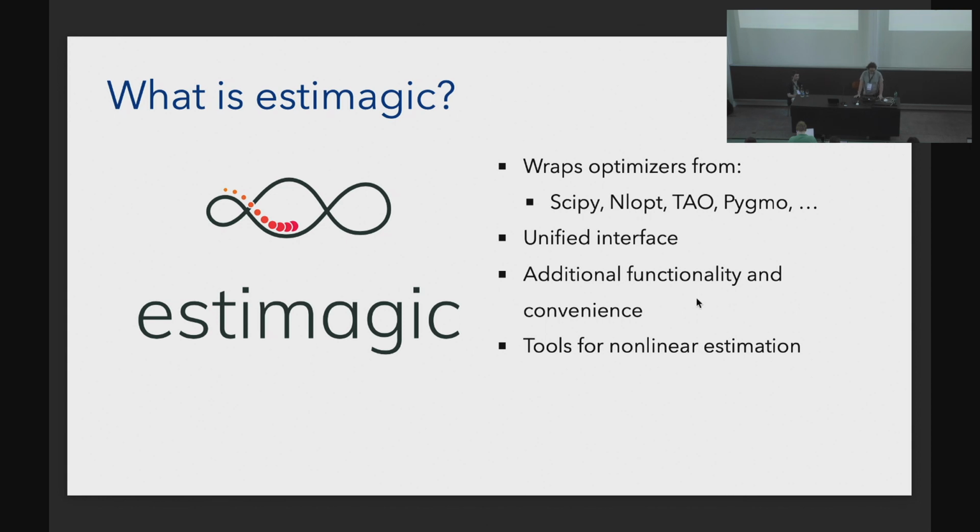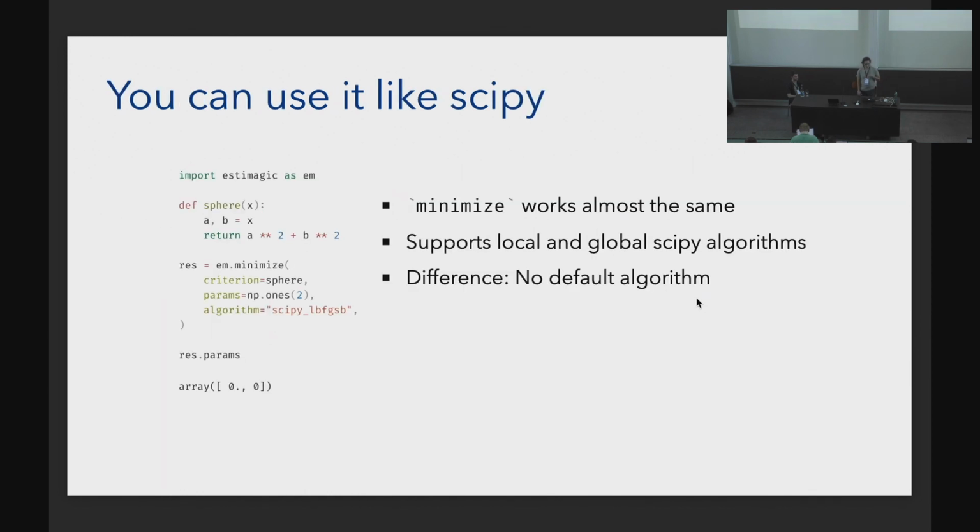On top, and hence the name, we also have some tools for nonlinear estimation. So if you estimate likelihood models or method of moments models, which we did a lot as economists, then you will find some tools to get standard errors for your estimates there. But if not, you can simply use SDMagic as an optimizer library. If you want, and that's what you're going to do in the next exercise at the beginning, you can basically just use it like SciPy. So you use the same kind of criterion function, and you don't need to make any changes. Instead of SciPy minimize, you use SDMagic minimize, and then our keyword arguments have slightly different names.